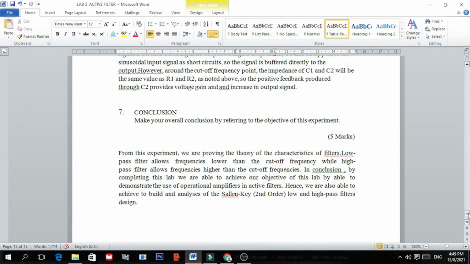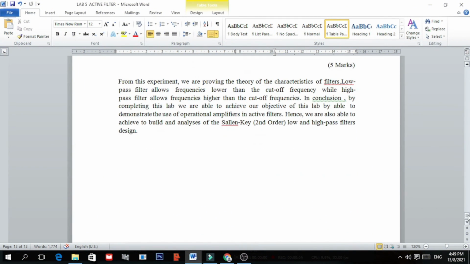As for the conclusion, from this experiment, we are proving the theory of the characteristic of filters. Low pass filter allows frequencies lower than the cutoff frequency, while high pass filter allows frequencies higher than the cutoff frequency. In conclusion, by completing this lab, we are able to achieve our objective by demonstrating the use of operational amplifier in active filters. Hence, we are also able to build and analyze the Sallen-Key second order low and high pass filter design.